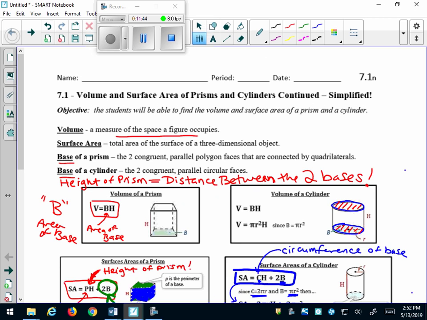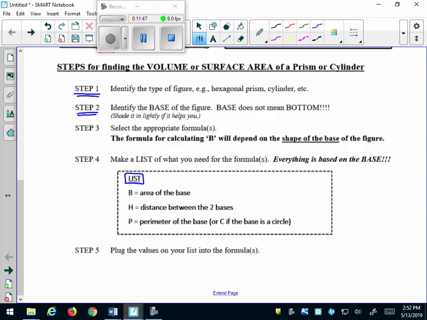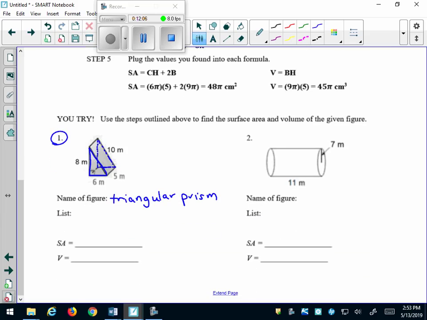Now, step 3. Select the appropriate formula based on the shape of the base, right? Because if we're going to figure out capital B, which stands for, remember, area of the base, well, that means, depending on what shape the base is, we're going to have different formulas. Since this is a triangle, our formula is 1/2 bh for the area of the triangle.